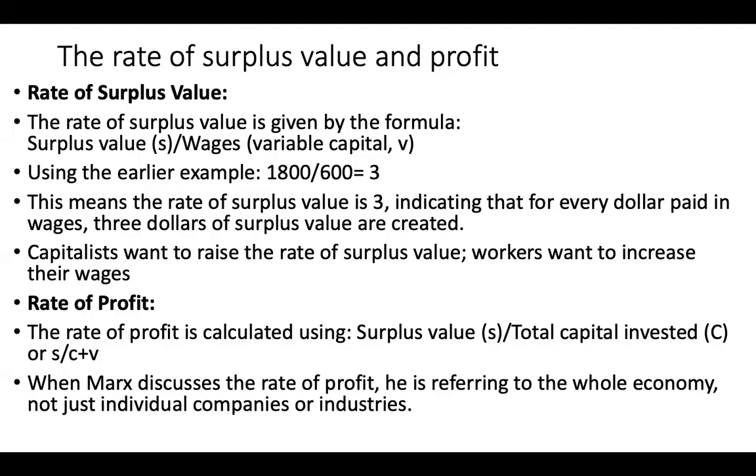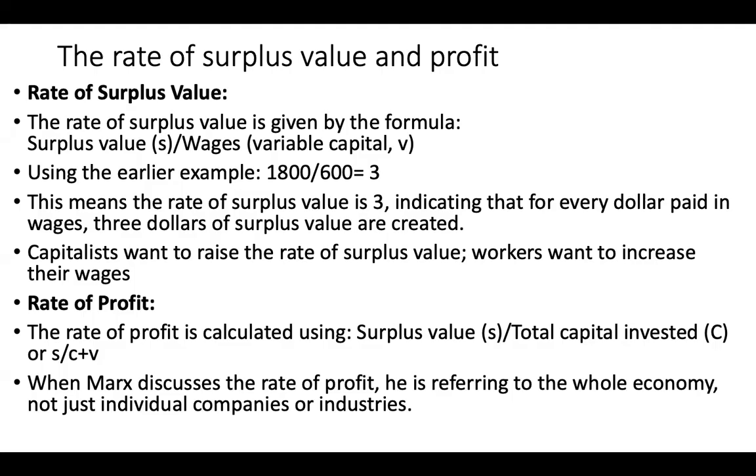Now, of course, what this means is there's a sort of permanent incentive the capitalists have. They want to raise the rate of surplus value as much as they can. Workers, of course, want to increase their wages. So this basically sets capitalists and workers at odds against each other. They have conflicting incentives here. And of course, if the capitalists can reduce the workers' wage, then they can increase their surplus value even more.